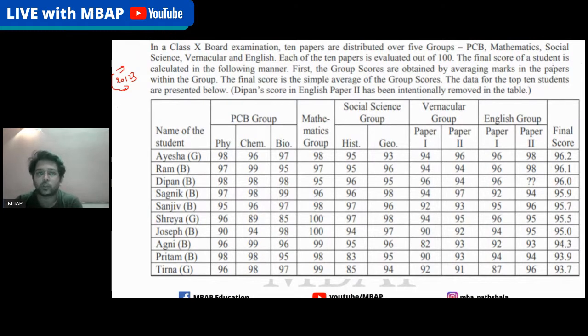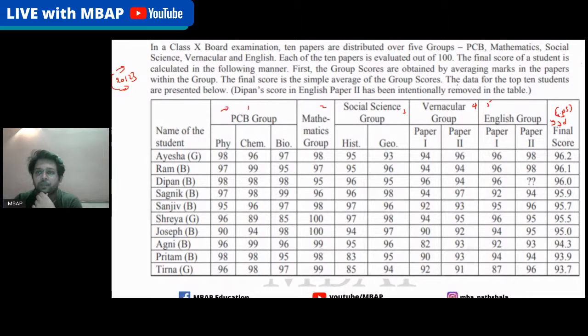The final score of a student is calculated in the following manner. First, the group score will be obtained by averaging the marks in the papers within the group, which means these are individual groups 1, 2, 3, 4, and 5. And then the final score is computed. It is a simple average of the group scores. So first you have to find a group score, and then the final score is the average of the individual group scores, which means twice you have to take the average. Only then you will be able to find the final score.